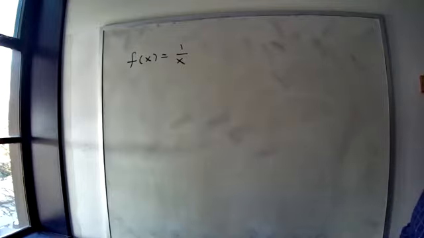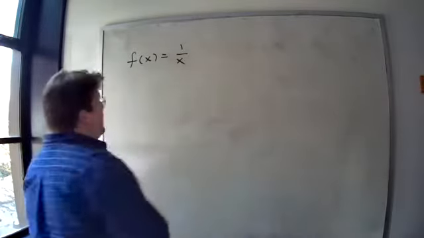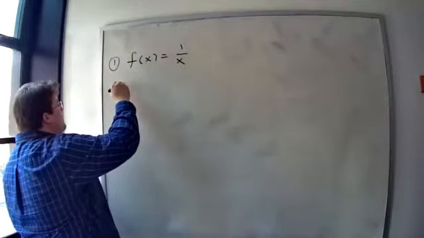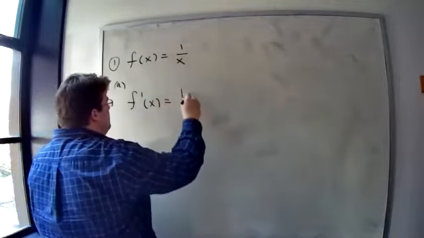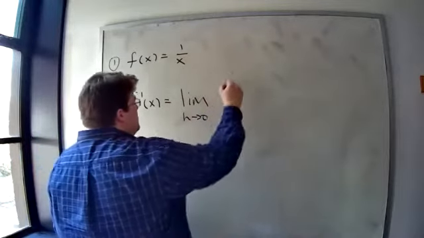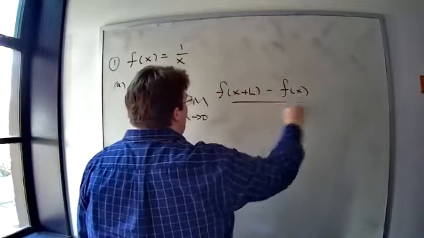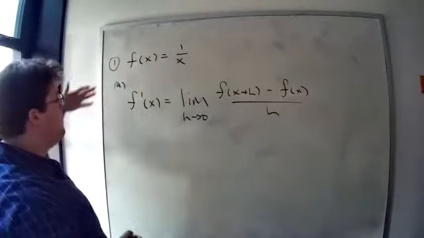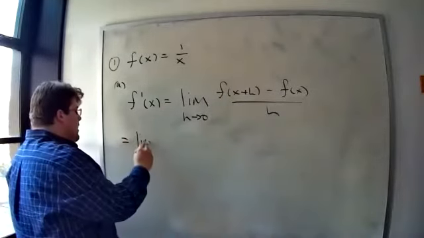It says, here's a function 1 over x. Use the definition of the derivative to show that f prime x is negative 1 over x squared. So here we need the definition of the derivative, which remember is limit as h approaches 0, f of x plus h minus f of x all over h. So we're working with this function. We want to conclude that the derivative is negative 1 over x squared.